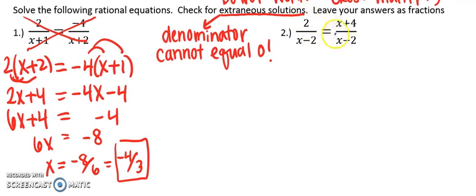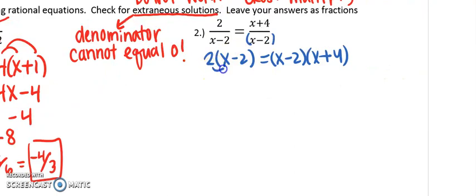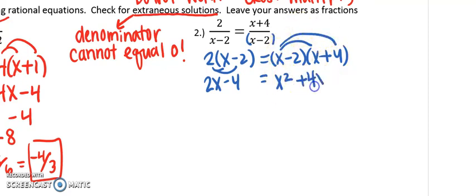So this is 2 times the whole thing. So 2 times x minus 2. And this is x minus 2 times x plus 4. So make sure you keep those in the parentheses, okay? We're going to have some FOILing out, distributing out to do here, just like we had in the warm-up. So here first, we've got 2x minus 4, and over here we've got x times x, which is x squared, and x times 4, which is 4x. And here is negative 2 times x, so negative 2x, and negative 2 times 4, so negative 8.